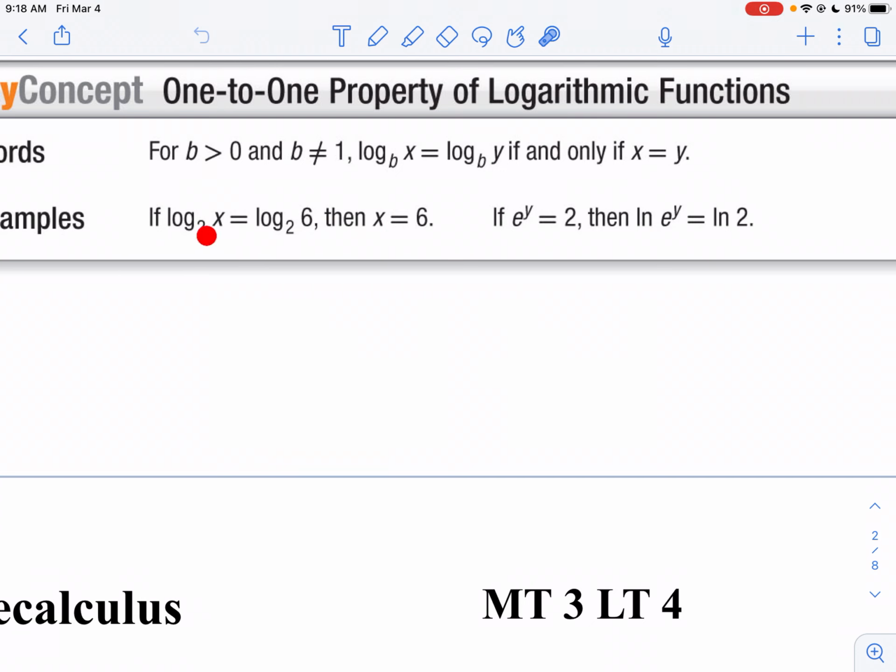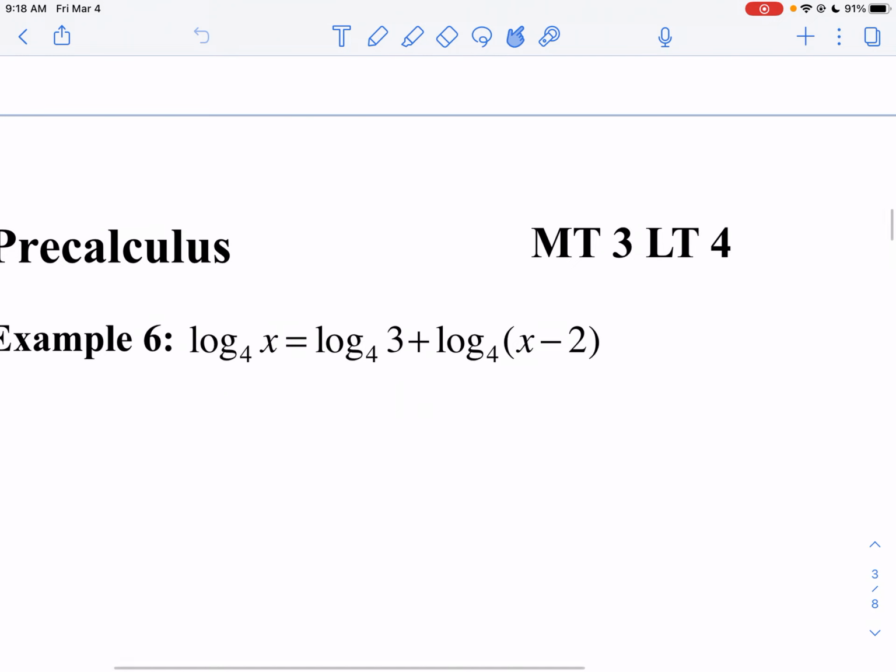So if I have log to the base 2 of x equals log to the base 2 of 6, well, that means x is 6. And we can take the logarithm of both sides. So if I have e to the y equals 2, I can take the logarithm of both sides to help solve that. Let's do that to a few problems.